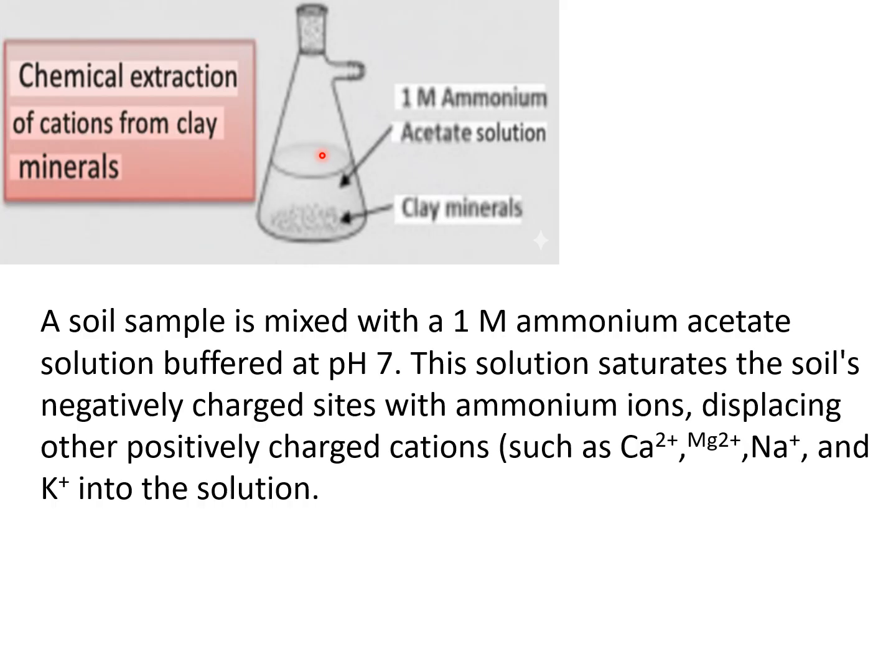So let's repeat the step. A soil sample is mixed with 1 molar ammonium acetate solution buffered at pH 7. Now this pH 7 is really very important. I'll tell you in our later slides. This solution saturates the soil's negatively charged sites with ammonium ions, displacing other positively charged cations such as calcium, magnesium, sodium, and K plus into the solution.